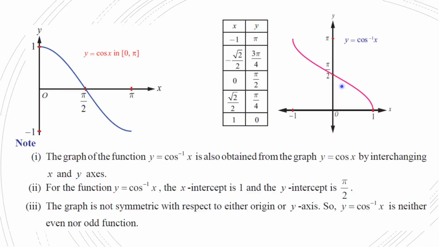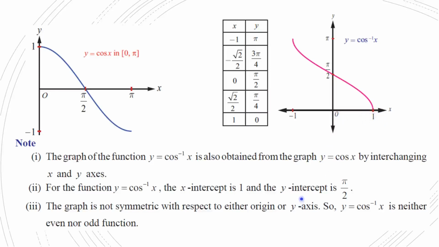Just interchange பண்ணனாலே இந்த graph வரைஞ்சிரலாம். Second point is for the function y equal to cos inverse of x, for this function, okay, x-intercept. What is the meaning of x-intercept? That is the distance between the origin to the point on the x-axis is called the x-intercept. So இங்க எந்த பாயிண்ட்ல இருக்குன்னா x axisல 1ங்கற பாயிண்ட்ல இருக்கு. So that x-intercept is 1.